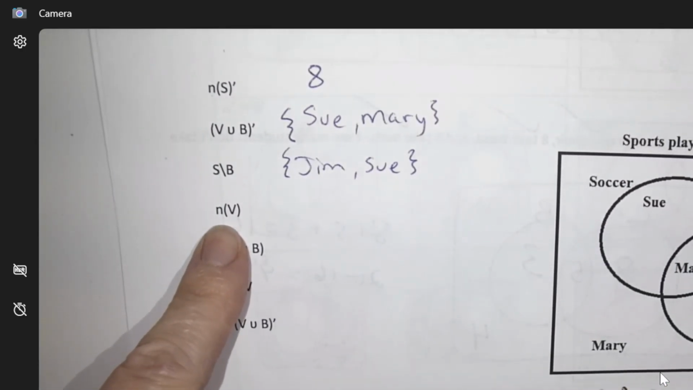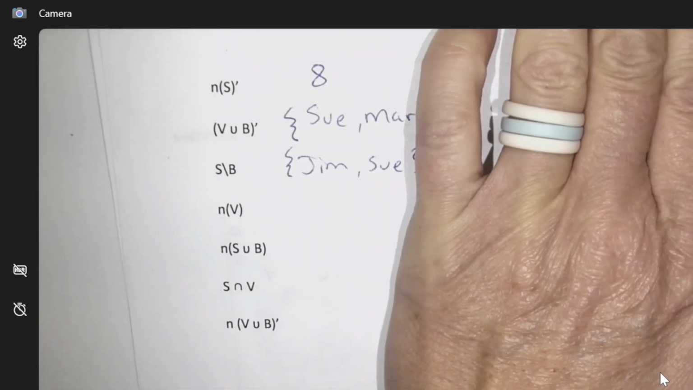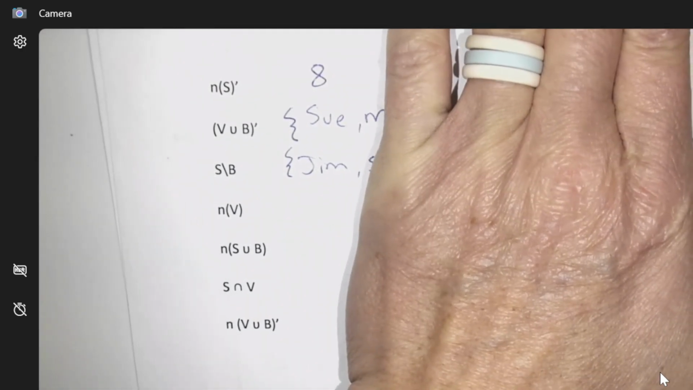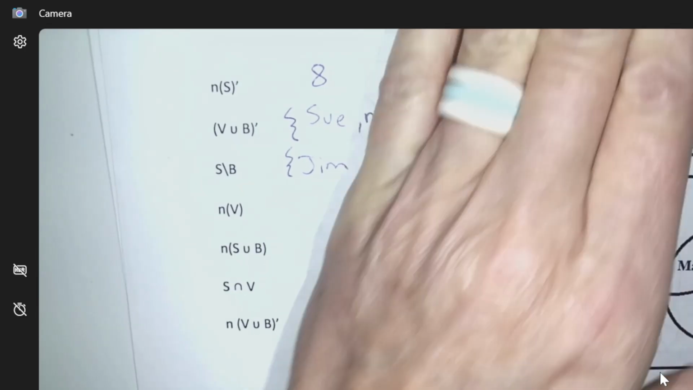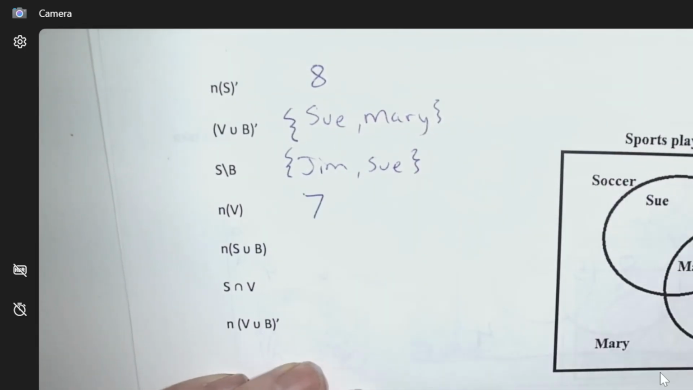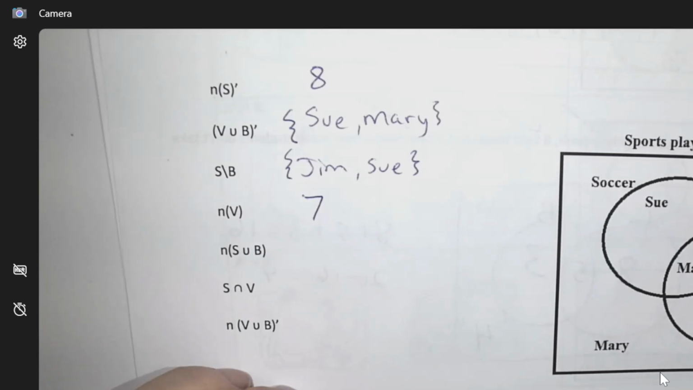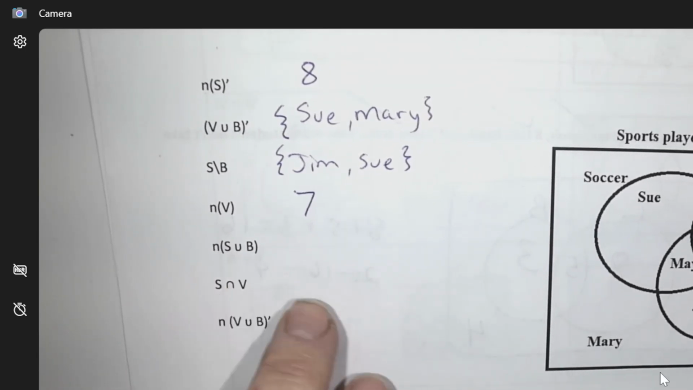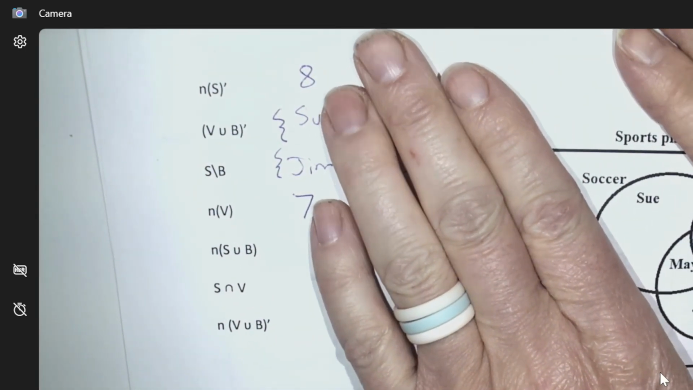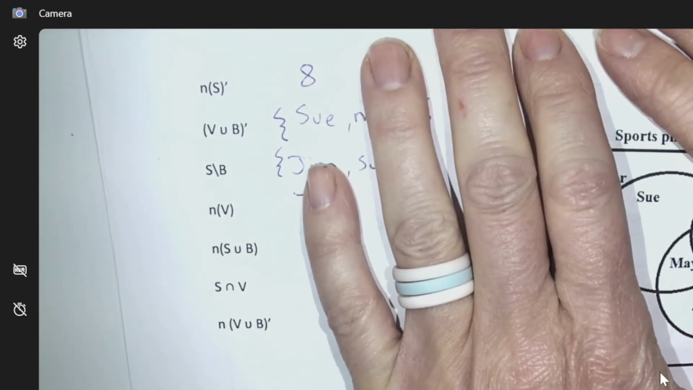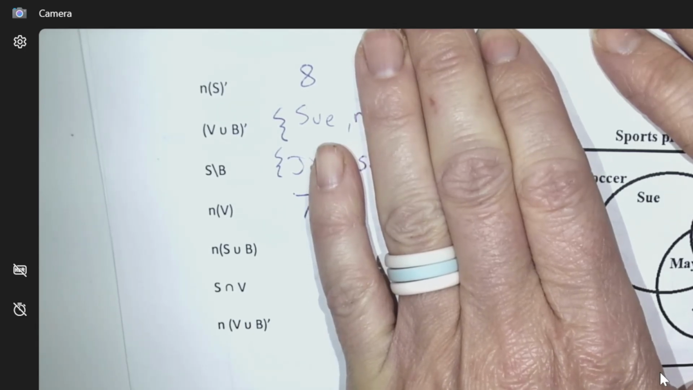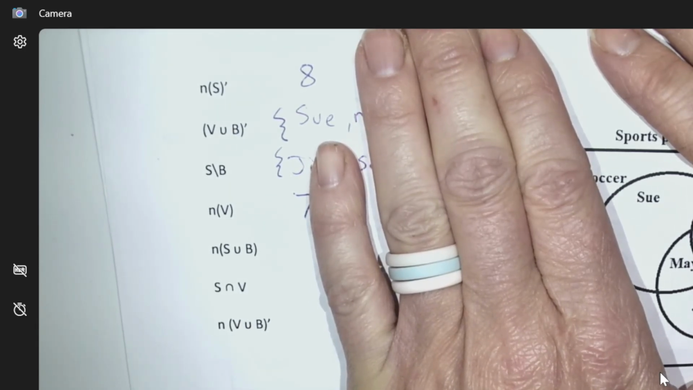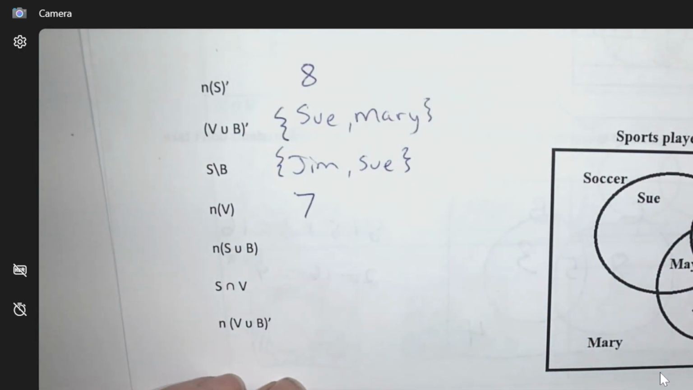Number of items in V. So look at the whole V bubble. Just narrow it to the V. How many are in there? 7 people. Now S, soccer or basketball. So soccer or basketball. Here's what I'm looking at. Soccer or basketball, I can look at anything in that. You counted 10, Kingston, is that what you said? 10 things, 10 people.